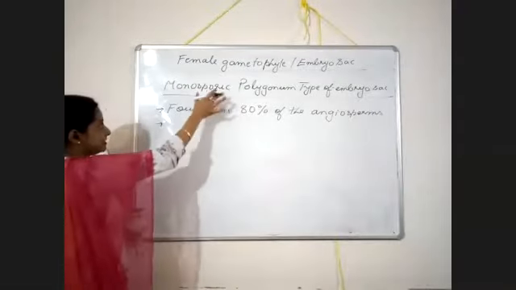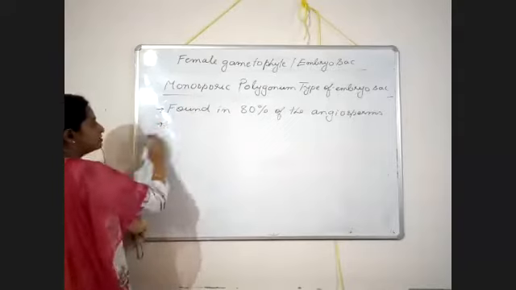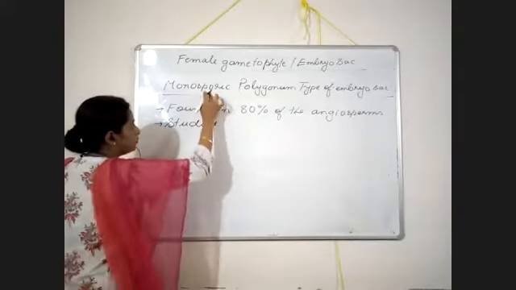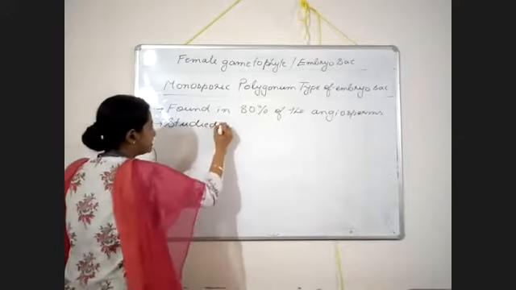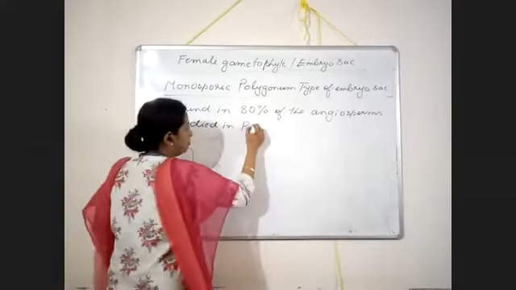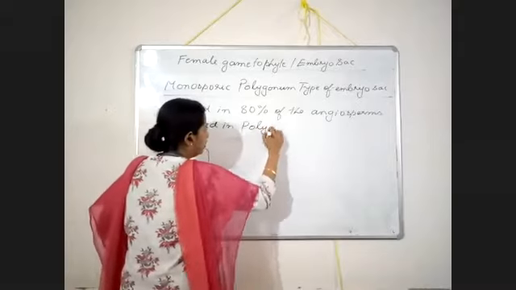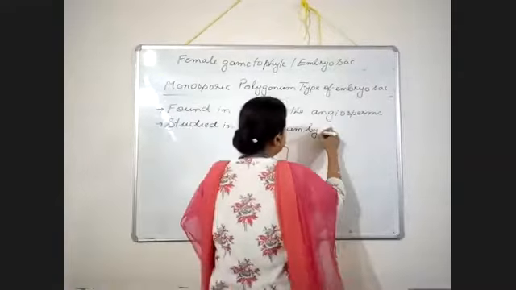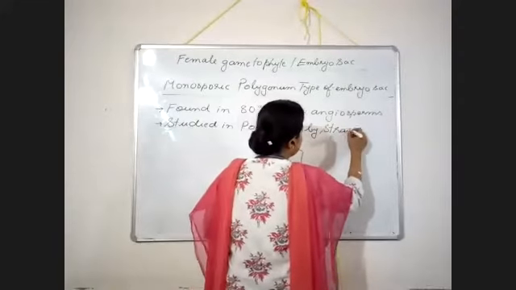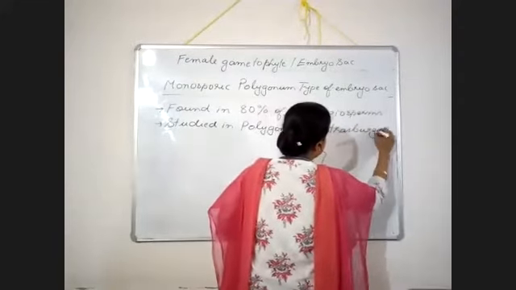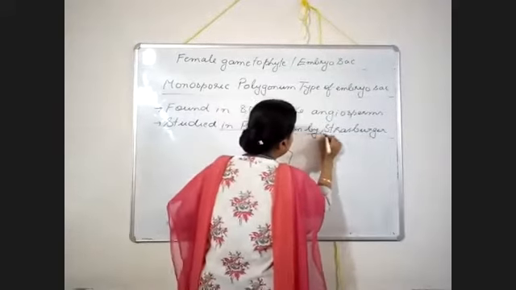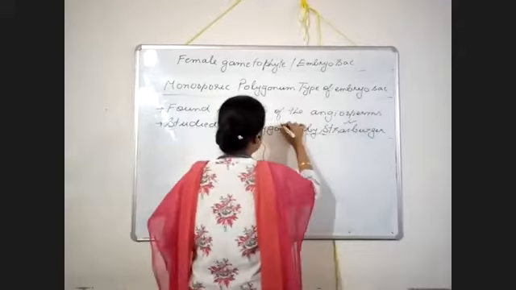Next, this type of embryo sac, the monosporic embryo sac, was studied in the plant Polygonum by a scientist called Strasburger.